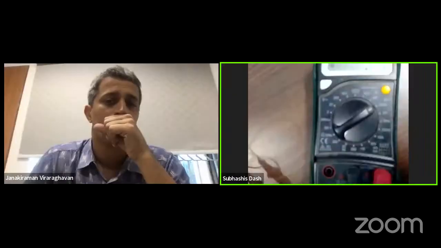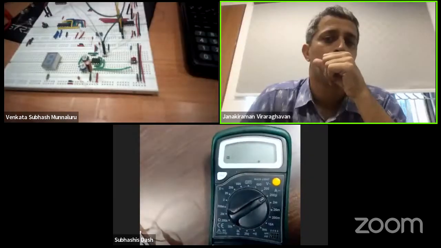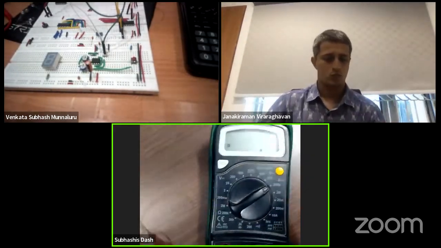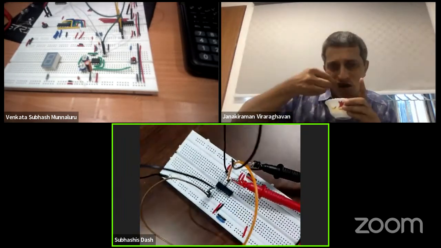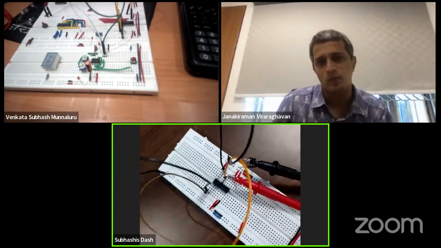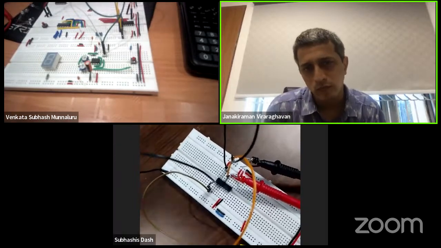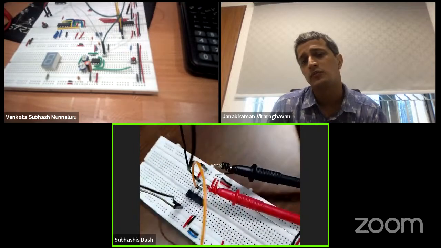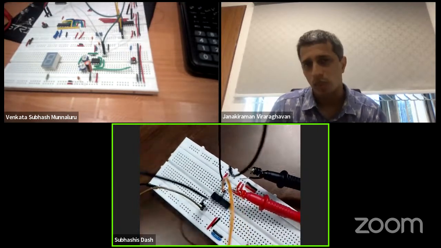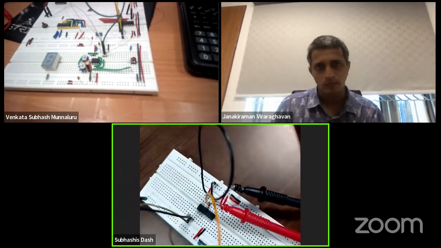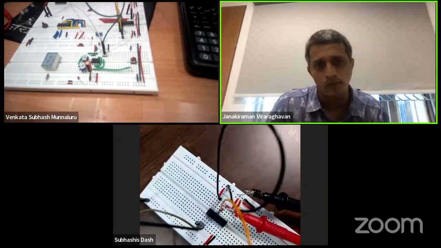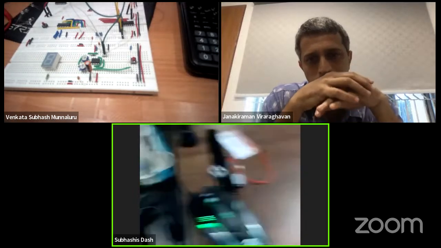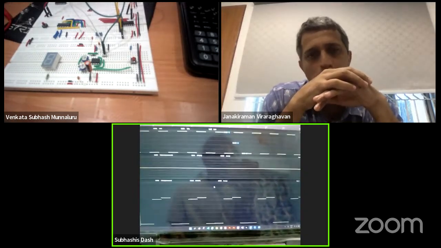So this is basically the output at 200 microamps. And this is how it's connected. Basically, I've connected one probe where I'm measuring the output from channel B, and the other to ground. And this is the waveform that I'm getting.